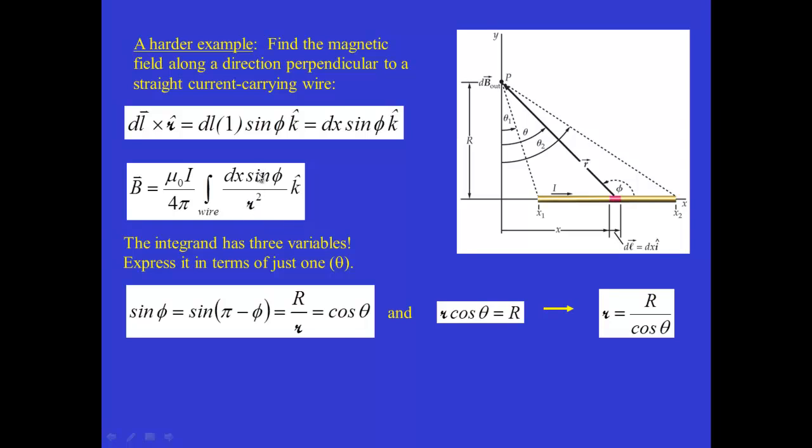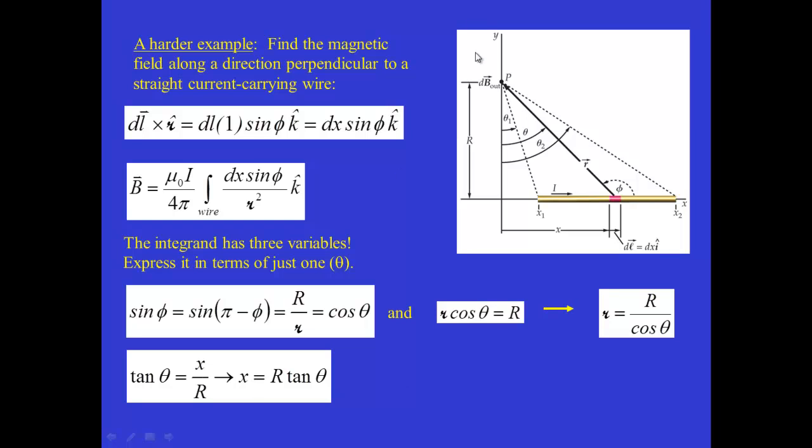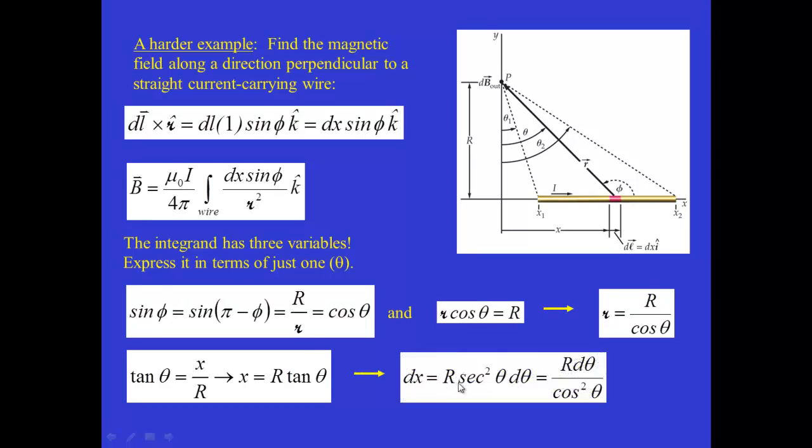So we have an expression for sine phi. We have an expression for script R. Now we need an expression for dx. And to do that, we need the relationship between x and theta. And that's pretty easy, right? Tan theta is x over capital R, and so x is equal to capital R tan theta. If we differentiate both sides, we see that dx/d theta is going to equal R secant squared theta. Or, taking that apart, dx is equal to R secant squared theta d theta. And secant squared is the same as 1 over cosine squared.